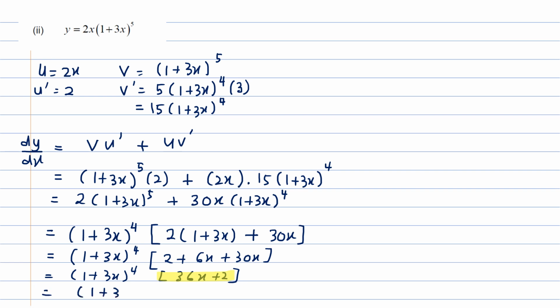So, (1 plus 3x) to the power of 4. We factor out 2, leaving 18x plus 1. So rewrite your answer: (1 plus 3x) to the power of 4 times (18x plus 1). That's all for number 3.